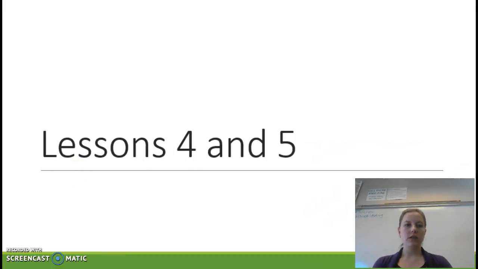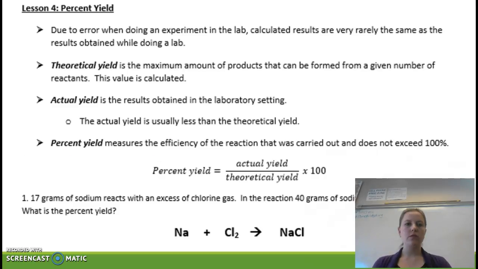Today we're going to be discussing lessons 4 and 5. So lesson 4 is on percent yield. Essentially this relates to the error that comes every time you do a lab. Calculated results are very rarely going to be the same as the results obtained from lab, just because of all the sources of error you can have.